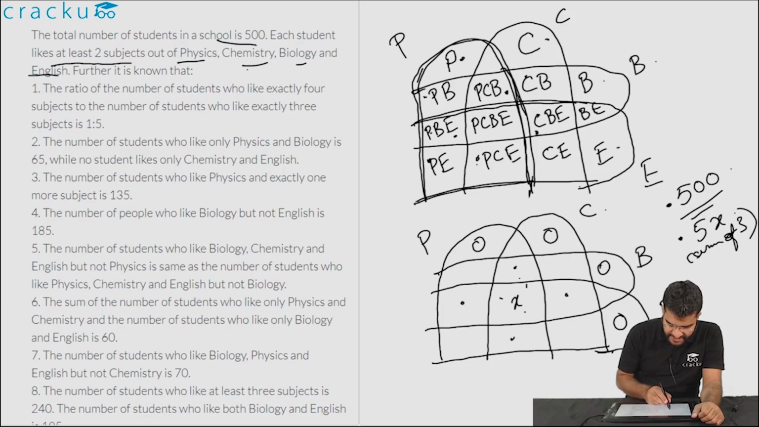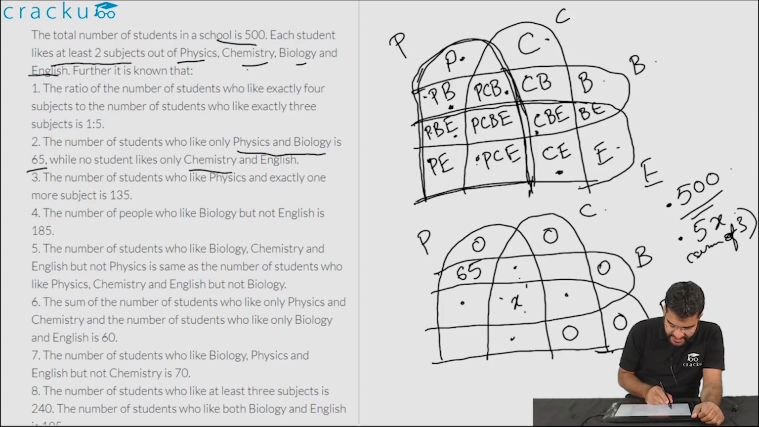The number of students who like only physics and biology is 65. Physics and biology is this PB, this is 65. While no student likes only chemistry and English. This is chemistry and English, so this is 0.